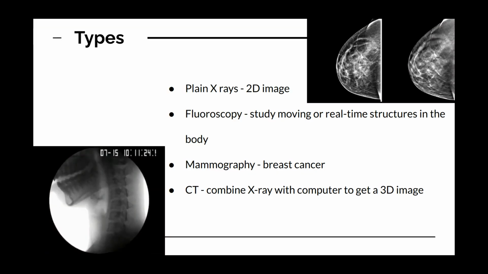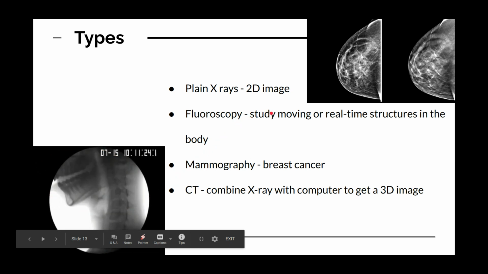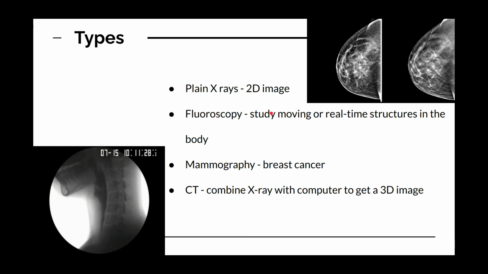Finally, moving on to X-rays. These are the main types of X-rays: the plain X-ray, which is a 2D image, and a special type of X-ray is a CT. It is combined with the computer to get a 3D image, and fluoroscopy is a moving or real-time image. So as you can see here, we can see the patient swallowing water, and mammography is an X-ray of the breast, which can be used to diagnose breast cancer.